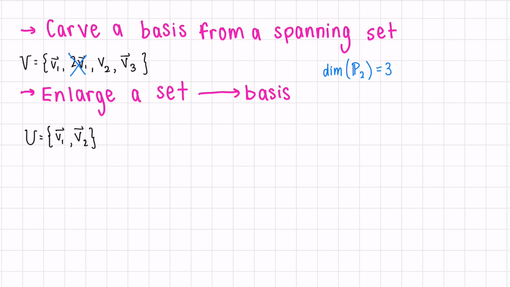On the other hand, if we started with a set like U, if we say v1 and v2 are independent, that's not enough. We need 3 vectors in order to span the whole space. So we would have to add on a 3rd vector that's also linearly independent in order to form a basis.